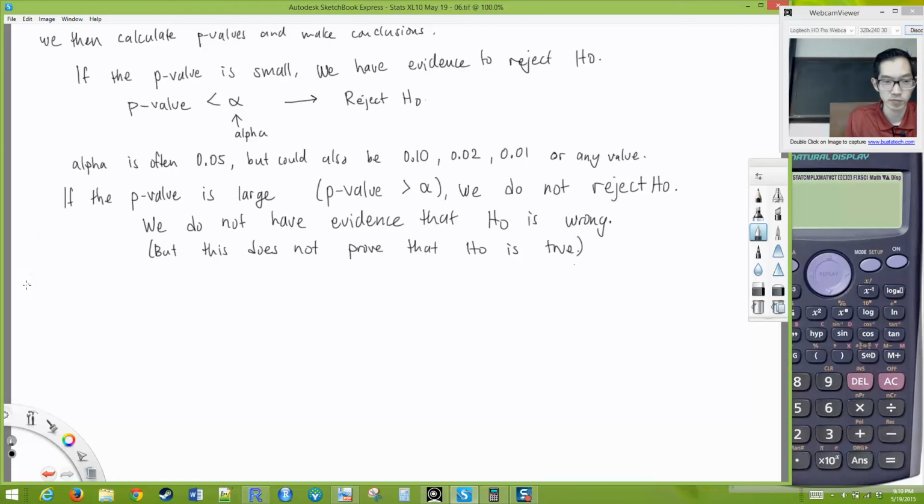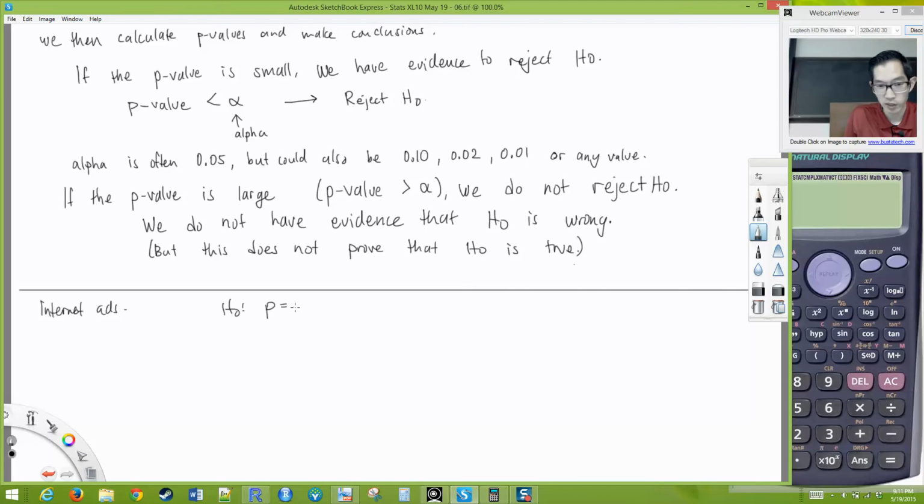So let's revisit our internet ad example. Our null hypothesis was that click-through rate is 0.15, and the alternative is that the click-through rate is greater than 0.15. So click rate did not change with premium ads, and the alternative is that the click-through rate increased with premium ads.